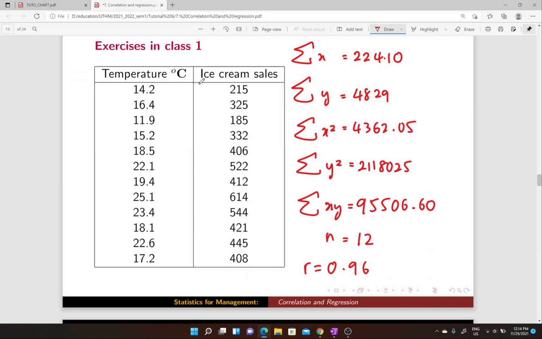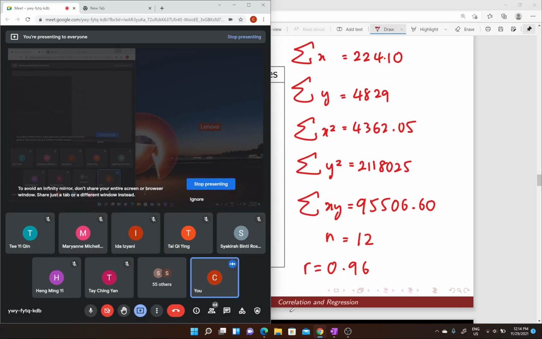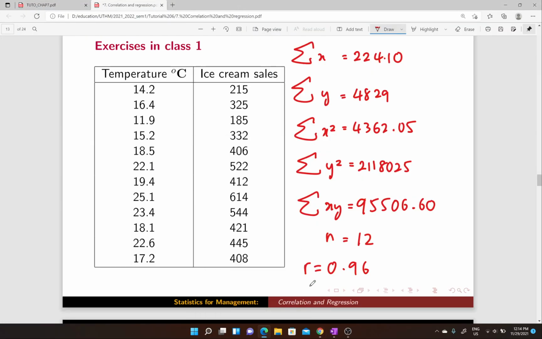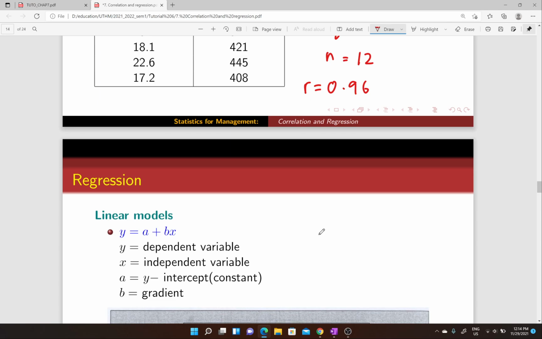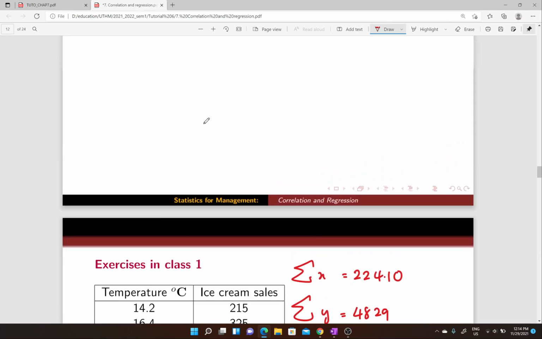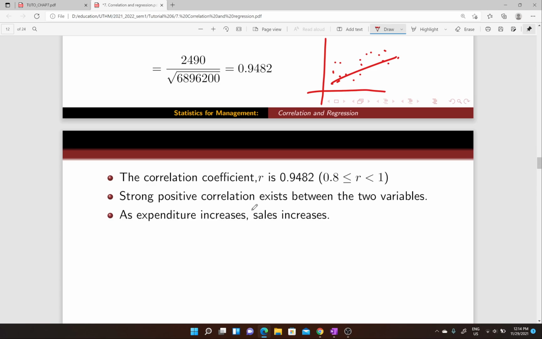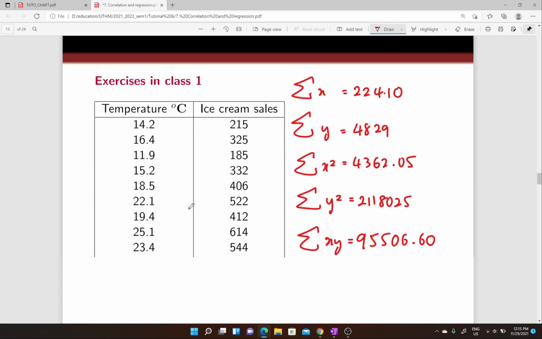Now once we have finished this, okay, whatever we did here now is a measurement to show how strong is the relationship between these two data. So here is quite strong. 0.96 means is actually quite strong, and you can use this same explanation here because it's in between 0.8 and 1. So you can write that a strong positive correlation exists between the two variables.